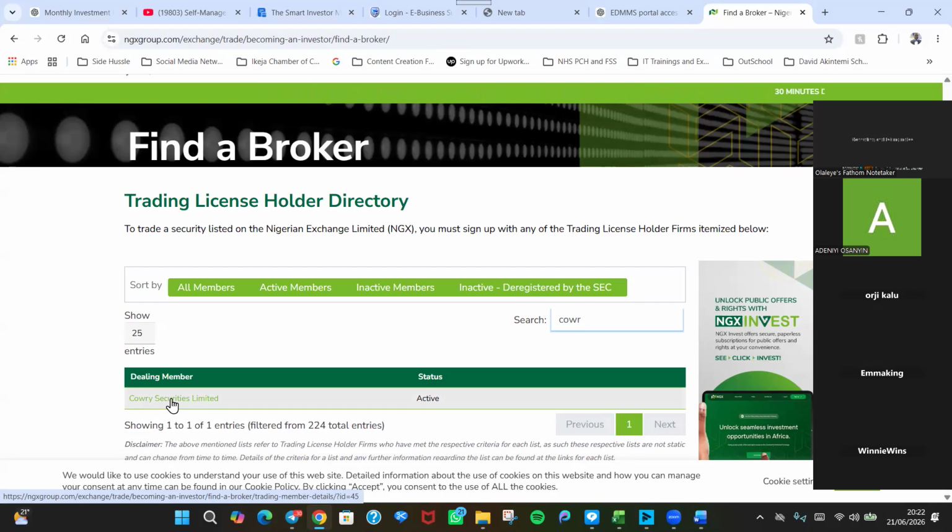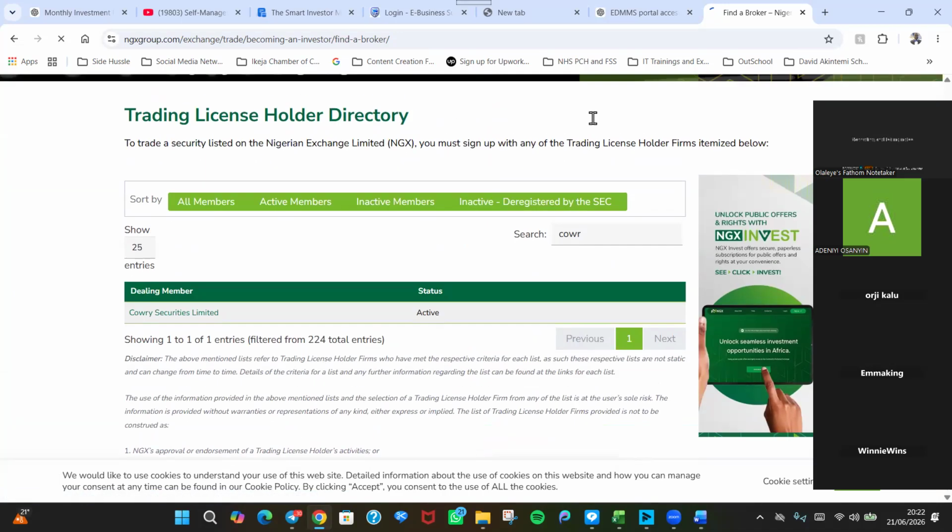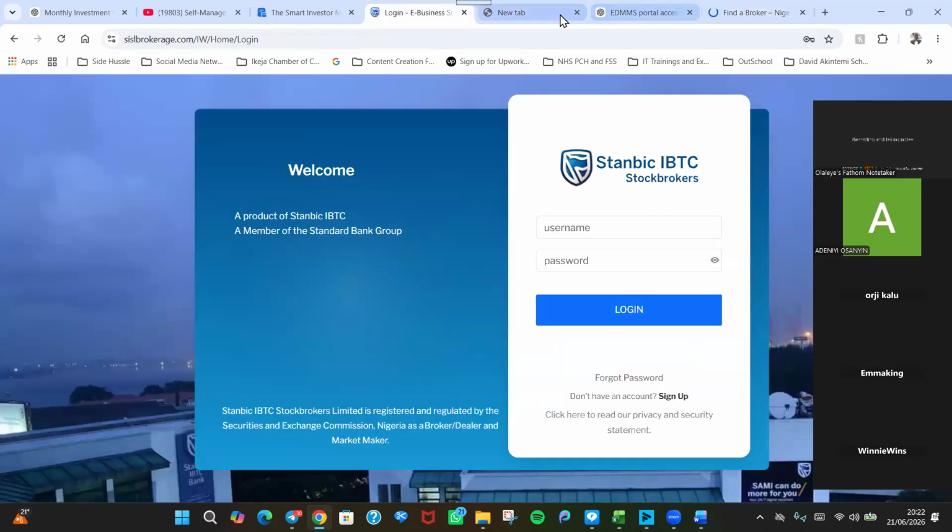I think Cowrywise is affiliated to Cowry Securities Limited, because Cowrywise is also an investment app, but they are affiliated to Cowry Securities Limited. So that's their primary, that's their main body. Exactly. So now you understand it. Okay, let's move to other things.